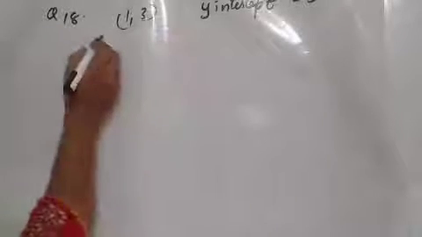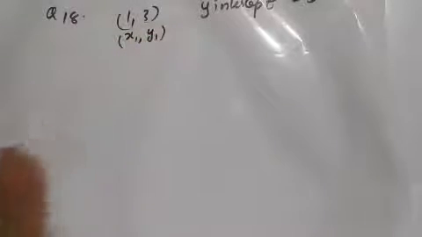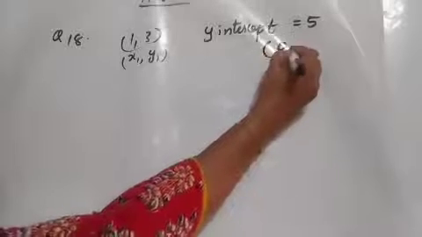Question 18. Find the equation of the line through (1, 3) and making an intercept of 5 on the y-axis. So the y-intercept is given and 1 point is given. One point means we can take (x1, y1), but we must know the y-intercept and slope. Here we can't find the slope, no. So y-intercept means we need to find the point. Which point is that? The line meets the y-axis at, yes, (0, 5). Understood?